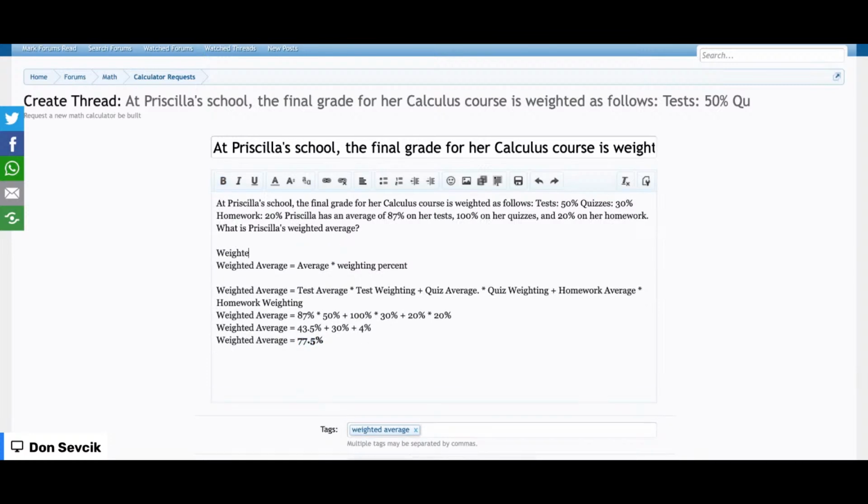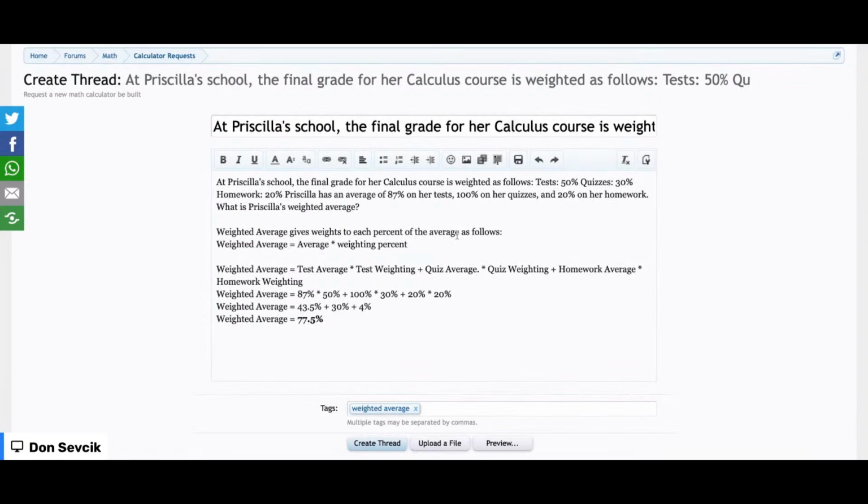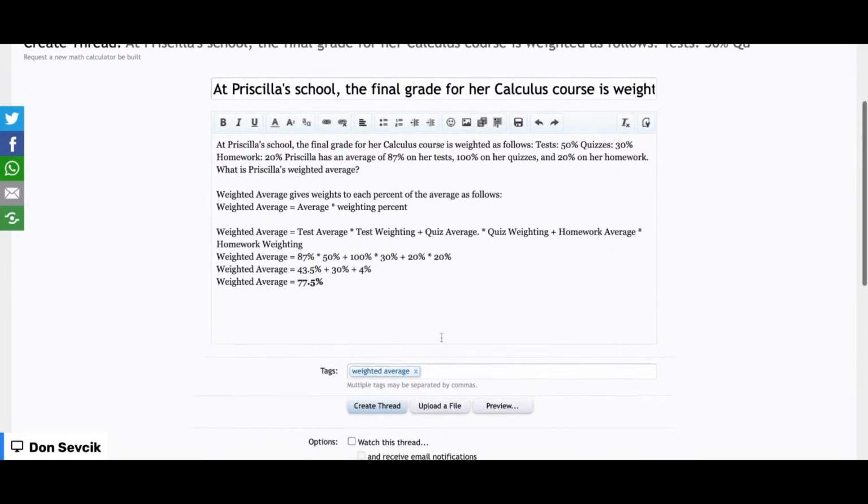This weighted average gives weights to each percent of the average. There. This was the key here. If you know this formula, you can breeze through these problems. So weighted average is just average times whatever the weighting percent is. And you'll see this in certain things, especially class, because they weight tests the heaviest, quizzes the second heaviest, and then homework the lightest. And this is the formula. So that's it.